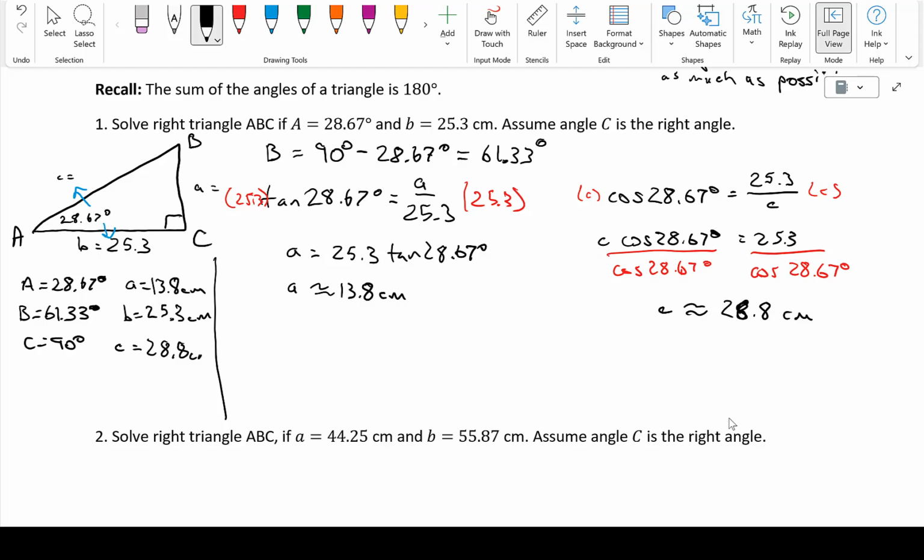The other thing to keep in mind from geometry, just so that we know we're not completely wrong: our smallest angle, the 28.67 degrees, goes with the 13.8 centimeters. Our middle angle, 61.33, goes with the middle length for the side, 25.3. And that largest angle is opposite the longest side, the 28.8 there. But we have all three sides and all three angles, so we've solved that triangle.